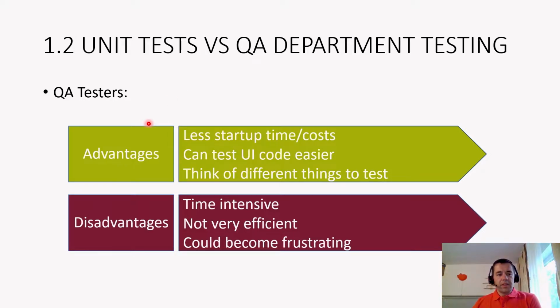Good. So the advantages of QA testers: the startup costs are very low, so they start performing tests immediately, exploratory testing on the UI mostly. They test the UI much more easily, and they can think of different things to test. The disadvantages of QA testing: it's much more time intensive, it is not so efficient, and it could become frustrating.